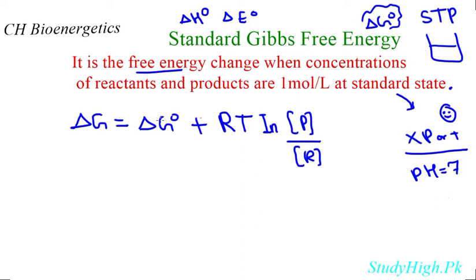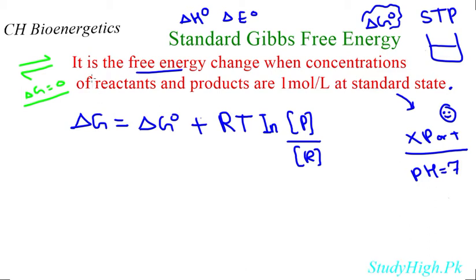As I have explained, when a chemical reaction attains the chemical equilibrium state, delta G at this condition is equal to 0, because there is no release or absorption of energy. So delta G will be 0 when a chemical reaction is at equilibrium.